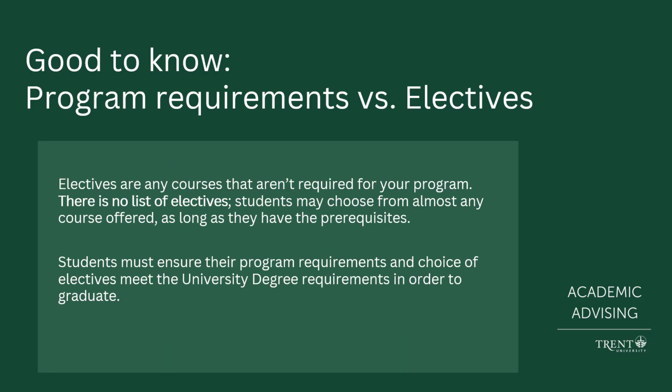Electives are any courses that aren't required for your specific program. There is no list of electives. Students may choose from almost any course offered, as long as they have the prerequisites. Students must ensure their program requirements and choice of electives meet the university degree requirements in order to graduate.